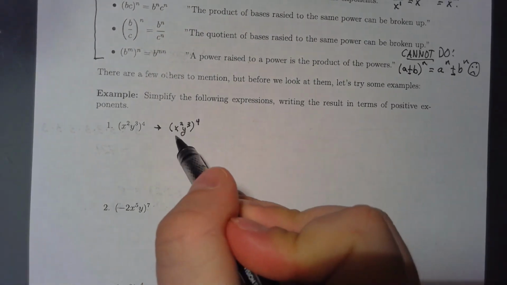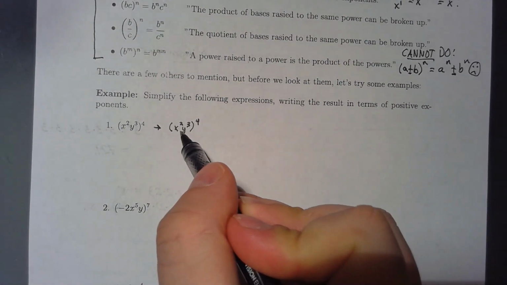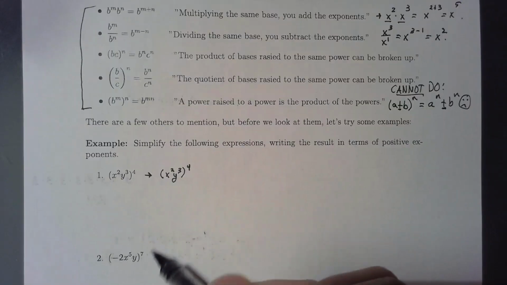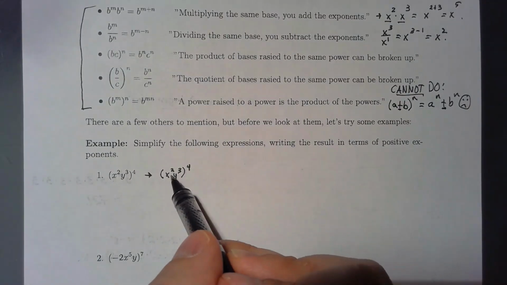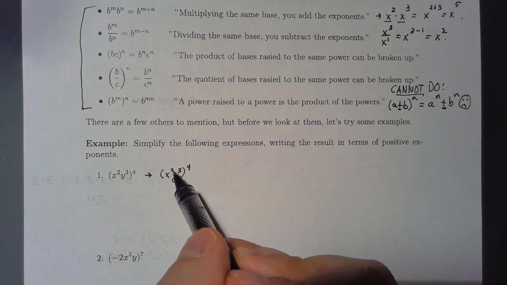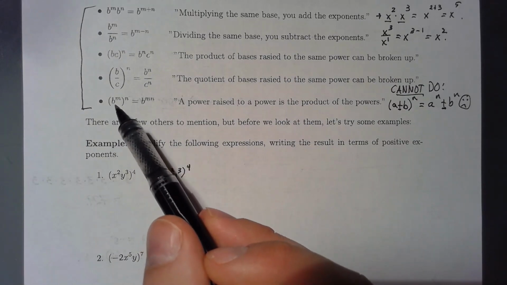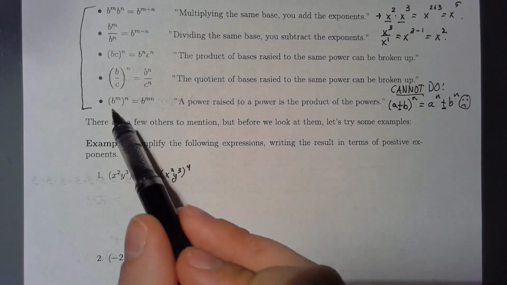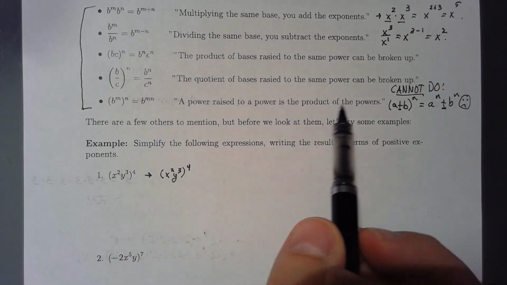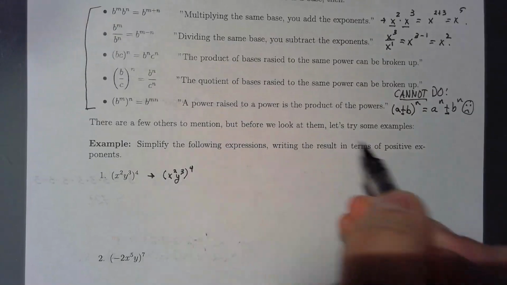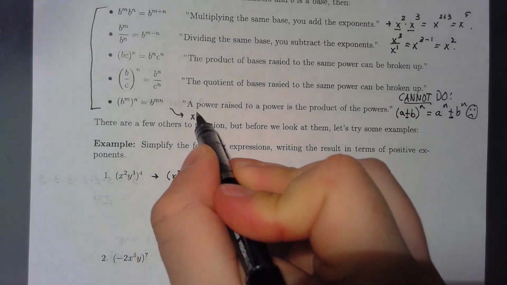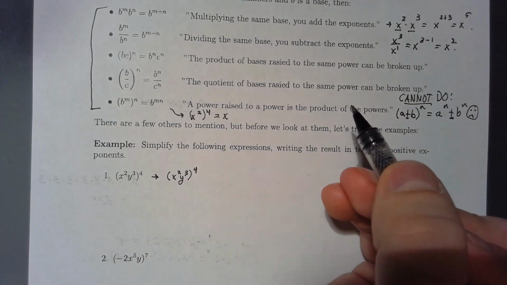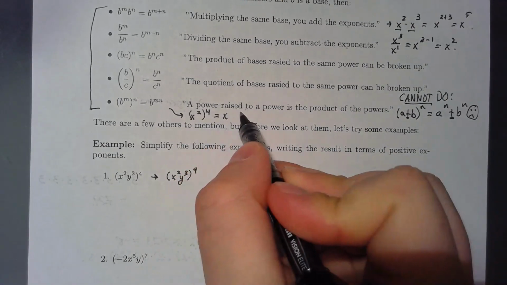If I look inside here, I have two bases. These two bases are being raised to a power. So I want to rewrite each of these bases, x and y, as a single power. If I look at this property right here, I have a base of a power raised to another power. This last one right here, a power raised to a power, is the product of the powers. So for example, if I had x squared to the fourth power, what power is x going to be raised to? It's going to be raised to the product of 2 and 4, which is 8.